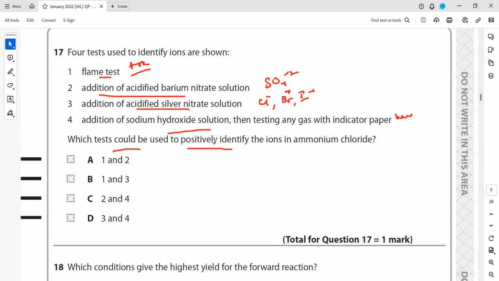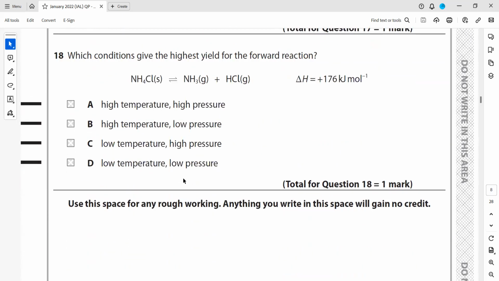So which tests could be used to positively identify ammonium chloride? It contains ammonium ion and it contains chloride ion. Ammonium ion we can test with 4 and chloride ion we can test with 3. So C and D are the answer, because ammonium ion does not give a flame result and chloride ion gives a white precipitate with silver nitrate.